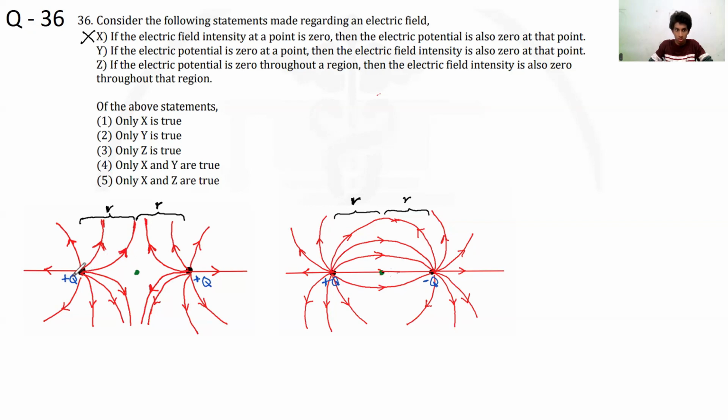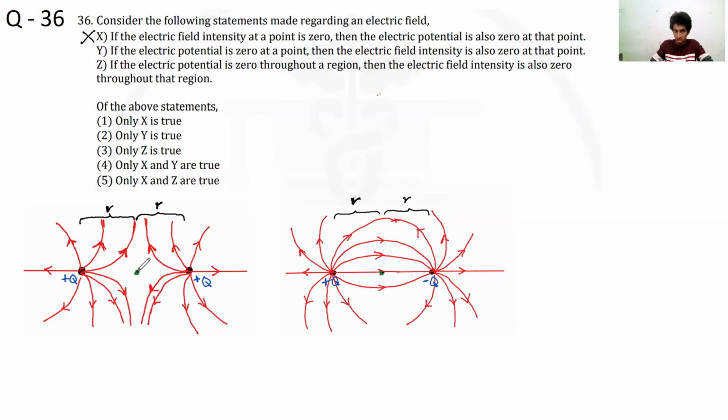Here a plus Q charge is placed at this point and another plus Q charge is placed at this point. The electric field lines in this situation can be denoted like this. So what is electric field intensity? Electric field intensity is the force acting on a unit positive charge placed in an electric field. So what is the electric field intensity at this point?